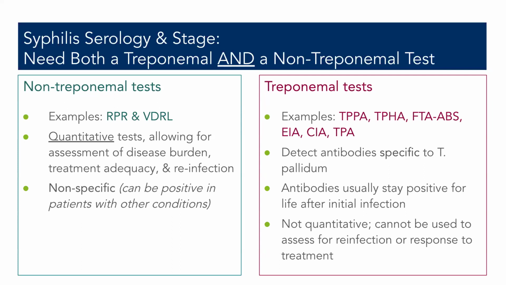The TREP tests are the antibody tests, and there's a number of different TREP tests, which you can see listed here. Often the one most commonly used in the emergency department is the TPA. But there is TPPA, TPHA, FTA, ABS, EIA, CIA, and TPA. And these are antibodies specific to T. pallidum. And these antibodies usually stay positive for life after an initial infection, and they're not quantitative. We can't use them to follow disease burden or treatment outcomes. Next slide.